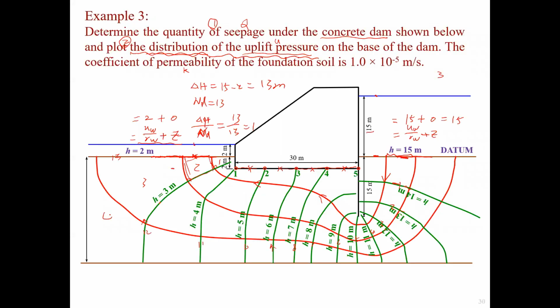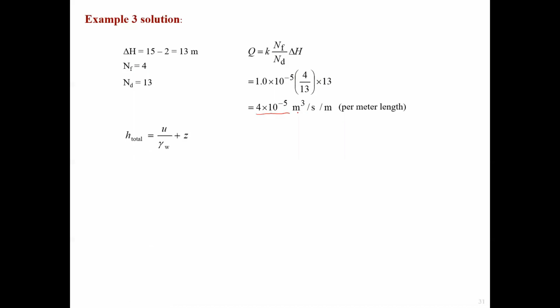So the number of flow tubes, we have another one, 1, 2, 3, 4. So the number of flow tubes is 4, because it's not symmetric. It's not symmetric, so we don't need to times 2. And the number of head drops is 13. We already got the value, so we put the value in. We know K, we know delta H. So that's the first question, the answer in cubic meters per second. That's Q.